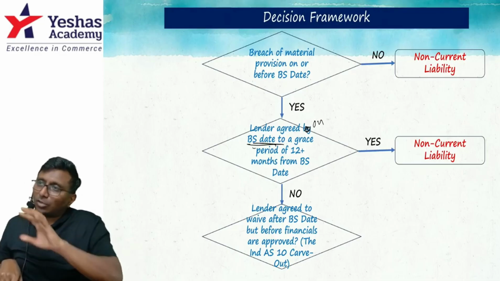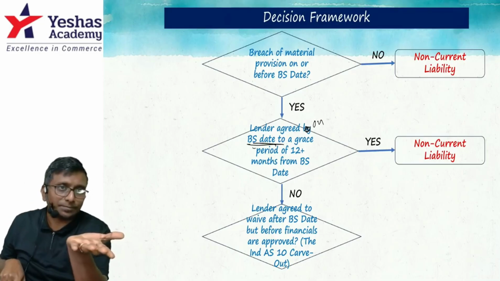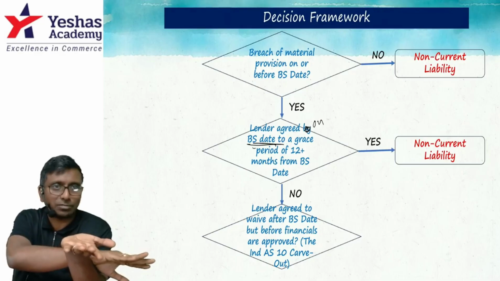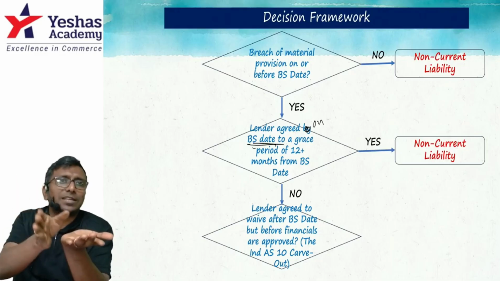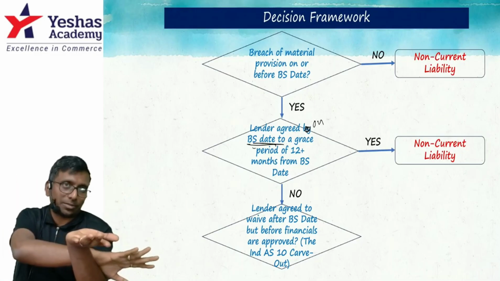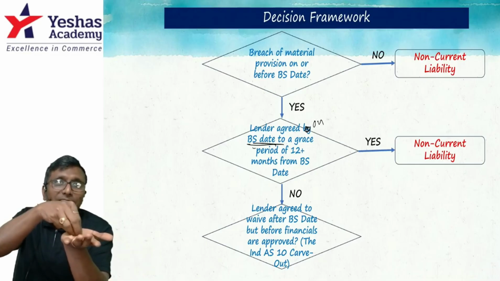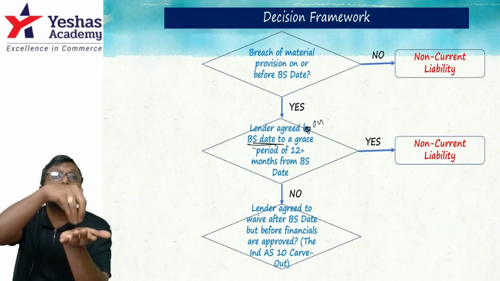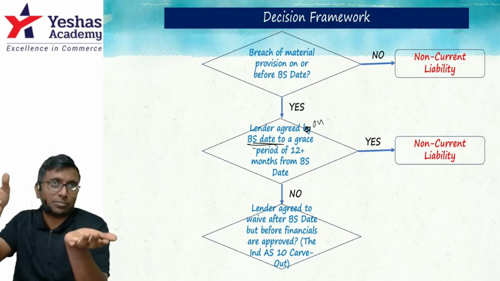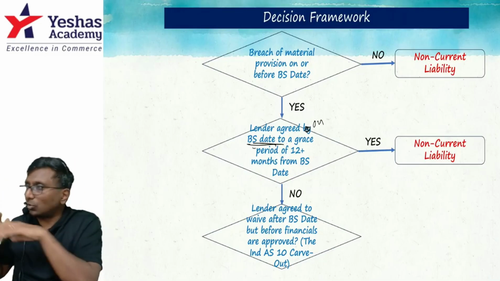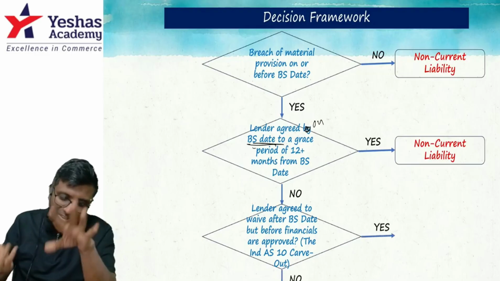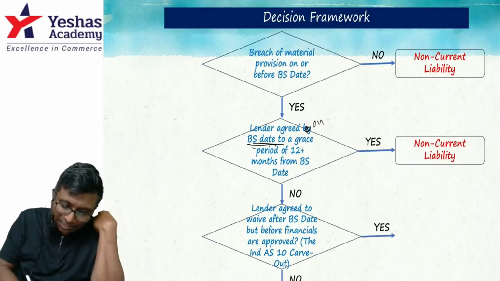We have broken the condition on or before 31st March. The covenant is not satisfied on or before 31st March, but the banker had not waived off as on 31st March. The banker waived off after 31st March. Now it can be yes or no. The lender agreed to waive after the balance sheet date, but before the financial statements were approved.